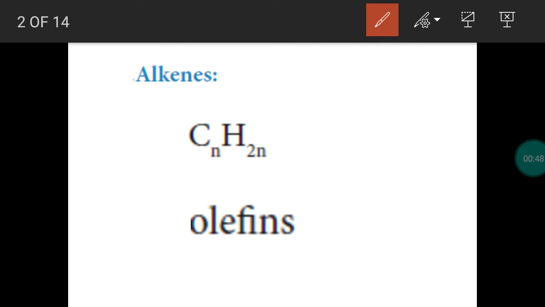So the general formula for alkene is CnH2n. For alkane we already studied CnH2n+2. So for an unsaturated hydrocarbon, alkene, the general molecular formula is CnH2n. So n represents the number of carbon atoms. So we have to start from number 2. Instead of n, substitute number 2, 3 and so on. You will get the members.